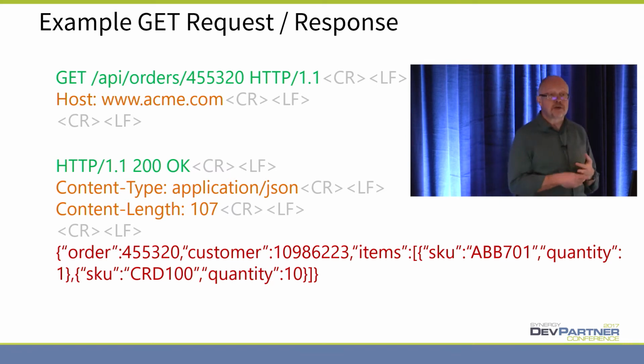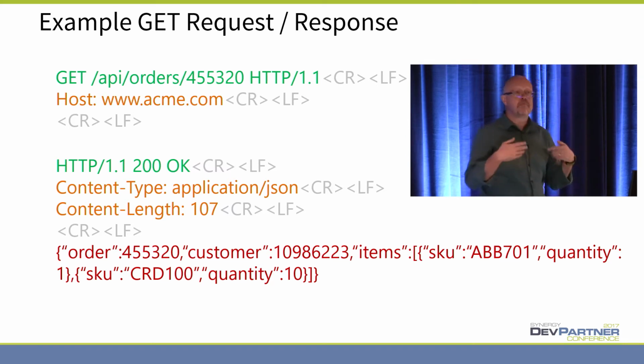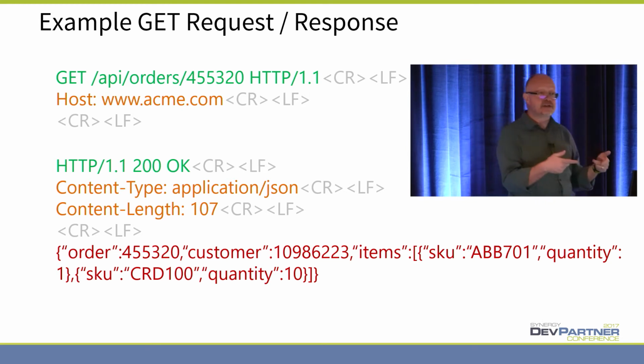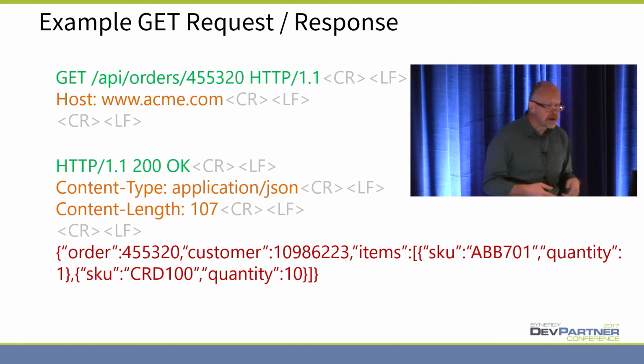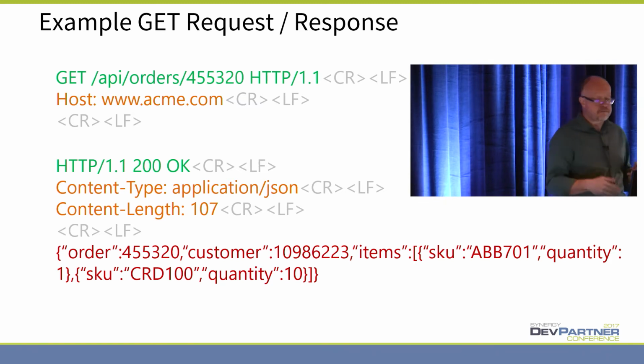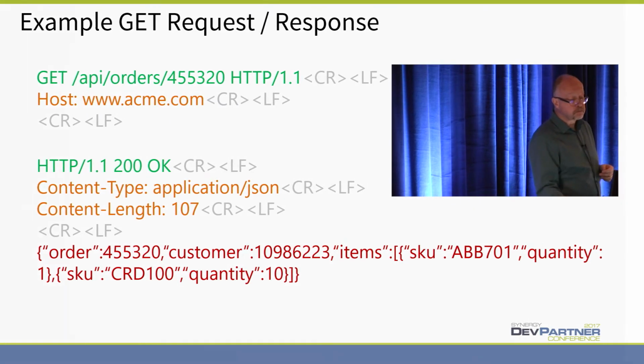200 OK, and some headers. It's telling us I am responding with data of type JSON. And by the way, the length of that data is 107 bytes. And then in red there, you can see the data. So a blank line separates the headers and the beginning of the response body, and then there is the response.